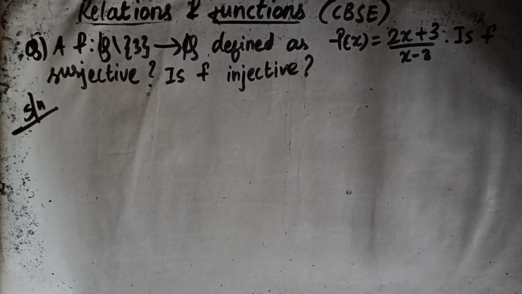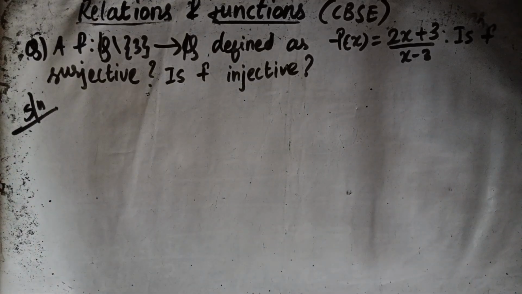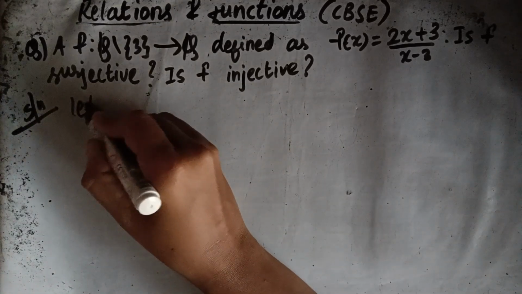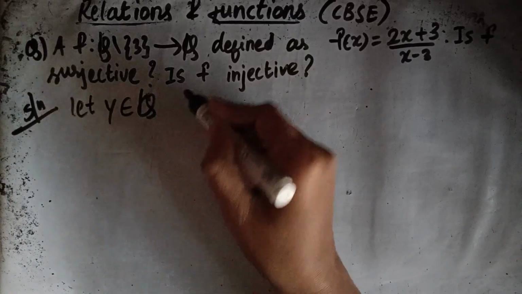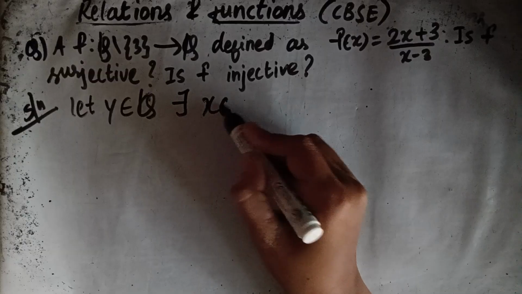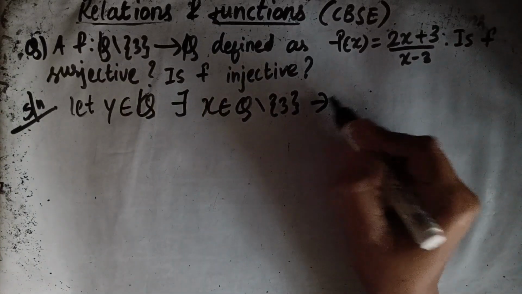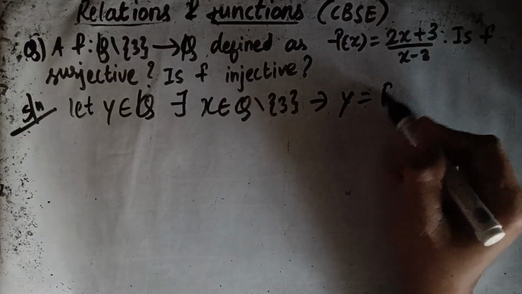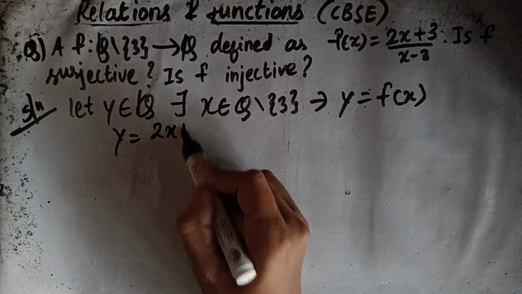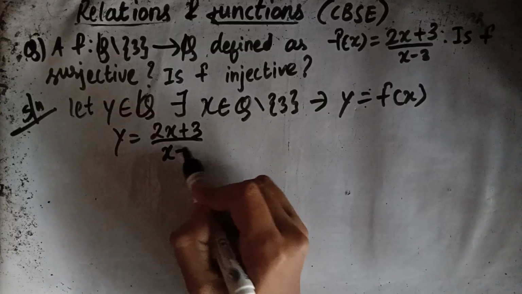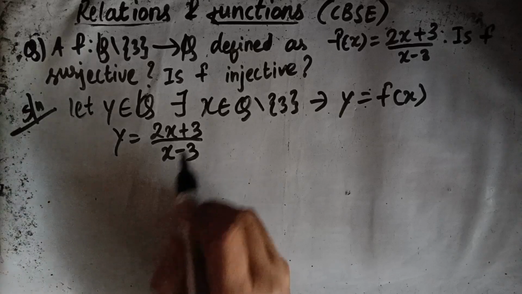So to check for surjectivity, you have to take an element from the range set. Correct? So let's say y belongs to Q. So there exists some x belonging to Q minus {3} such that y is equal to f(x). Okay. So y equals (2x plus 3) upon (x minus 3). Now we have to find the value of x in terms of y.